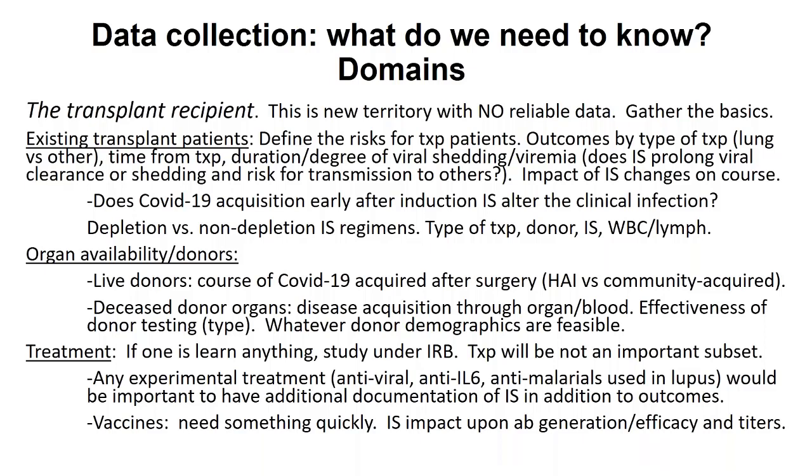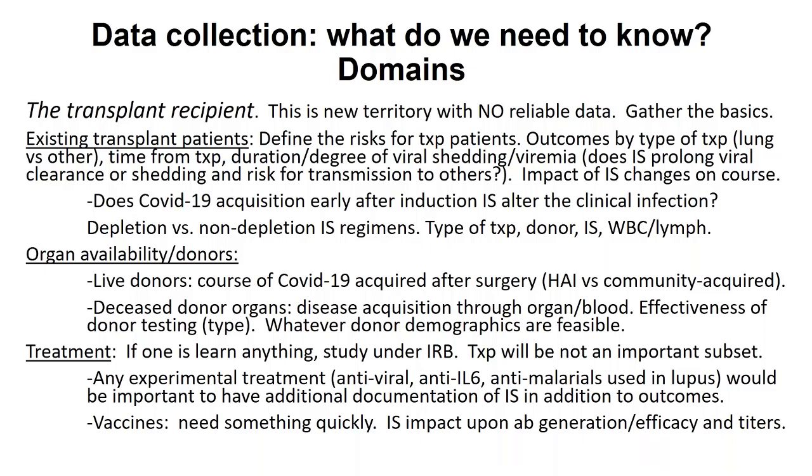The organ availability in donors has been talked about a lot. We do need to make sure that we keep track of what happens to our live donors, that in fact they are okay. We need to know whether there are hospital acquired infections or community acquired infections in this population that are potentially induced by surgical procedures, and certainly deceased donor organs. We just need to know whether there's a risk with the donor and the demographics.